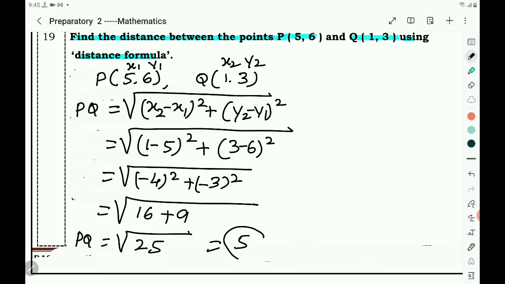Now don't put the root for this. Here root 25 is 5. Again you do not add the root for this. 5 units.